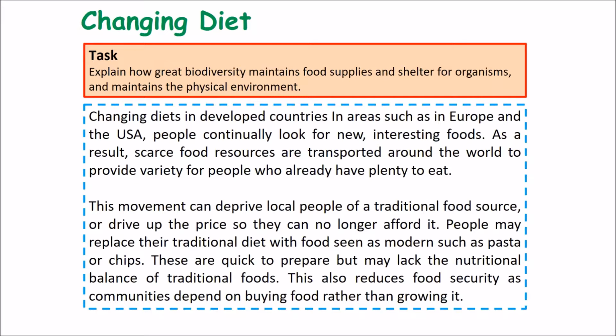By changing diets, people will start to grow different foods in different places, and they'll grow the foods that are going to make them the most money.